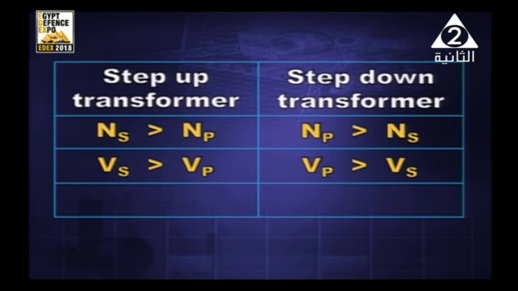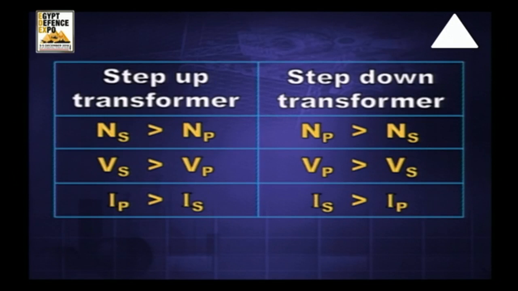And we've got an inverse relation between current and voltage in a transformer. So in a step-up transformer where the voltage is increased, the current is decreased. It means Ip will be greater than Is. Current through the primary is greater than the current of the secondary. And the opposite in a step-down transformer: current of the secondary coil will be greater than the current of the primary.